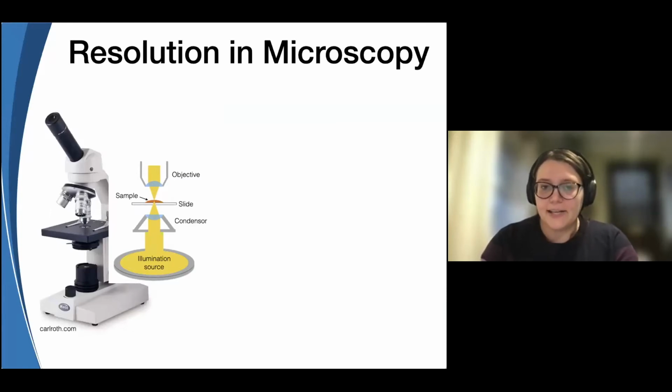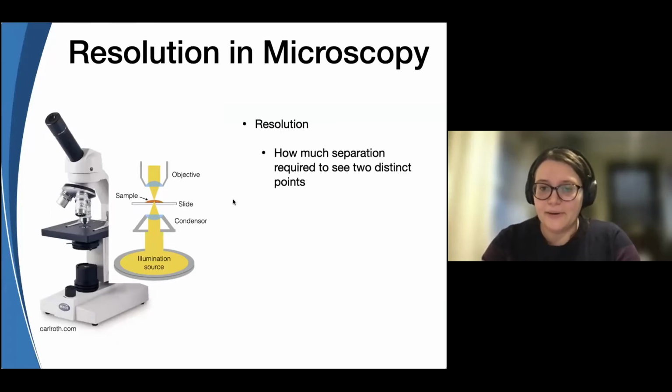And actually, when we talk about what's the smallest thing we can see, what we're really talking about is resolution. So a kind of loose definition of this is how much do you need to separate two items so that you can tell that they're two distinct things? So it sounds like a trivial question, but actually in microscopes, that's quite a complicated thing to figure out.